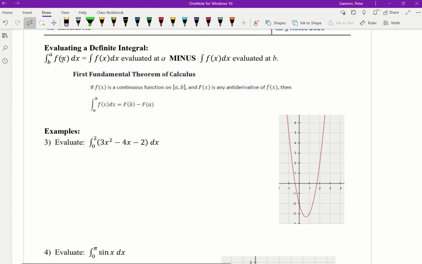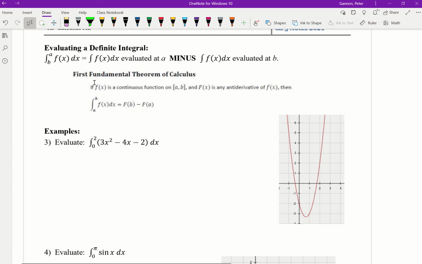So when you have an integral from b to a, and again, the letters that we use here are irrelevant. But if we have the integral from b to a of f of x dx, this basically is read as the integral of f of x dx evaluated at a minus the integral of f of x dx evaluated at b. This is what's referred to as the first fundamental theorem of calculus.